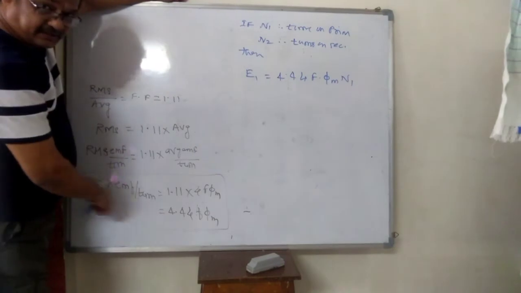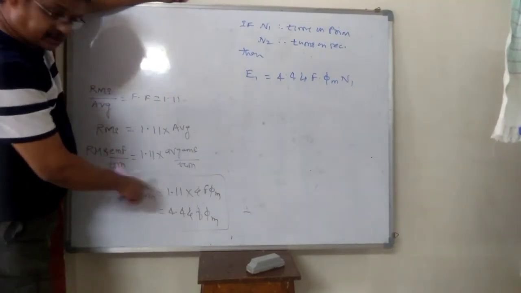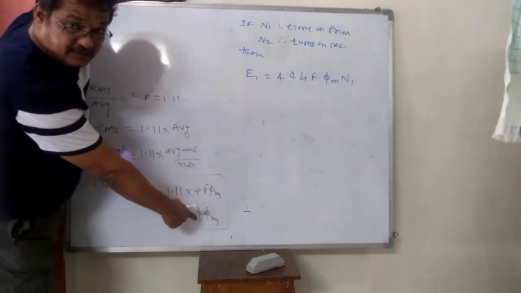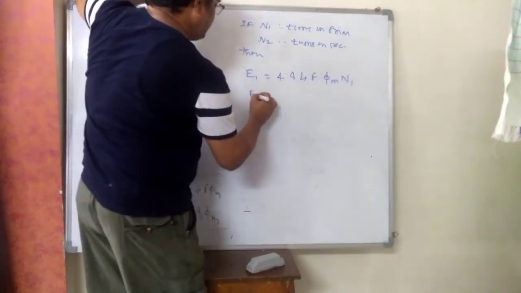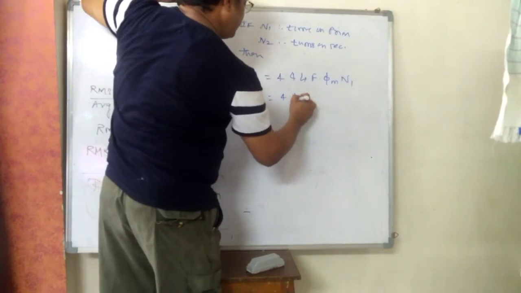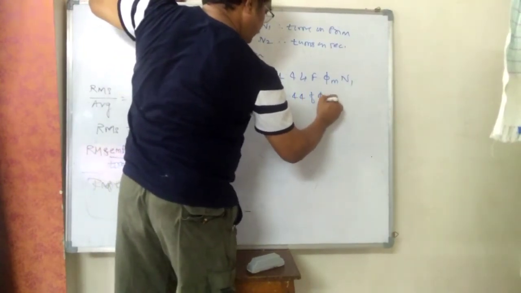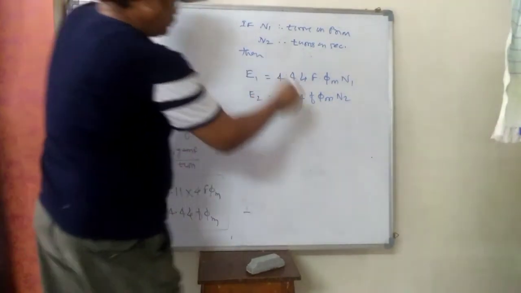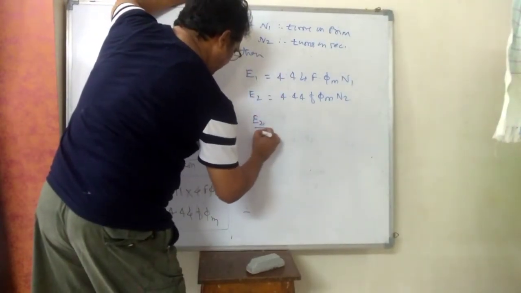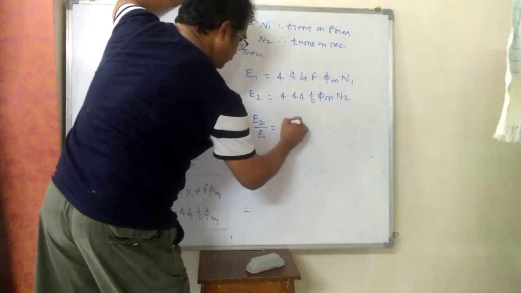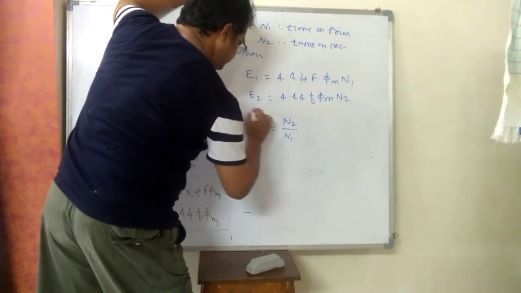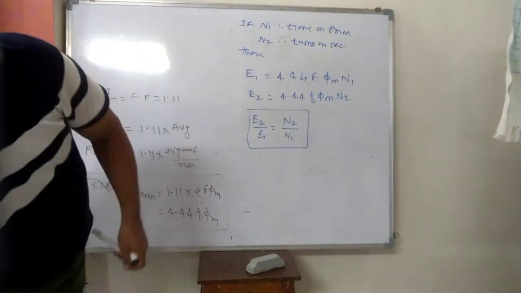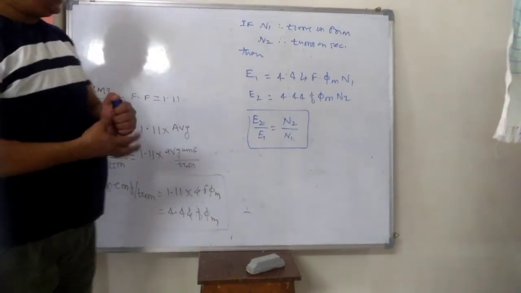This is the general equation. For number of turns on primary N1, E1 will be multiplied by N1, and E2 will be multiplied by N2, so E2 will be 4.44 f phi m N2. Right? So if we take the ratio, E2 by E1 is equal to N2 by N1.